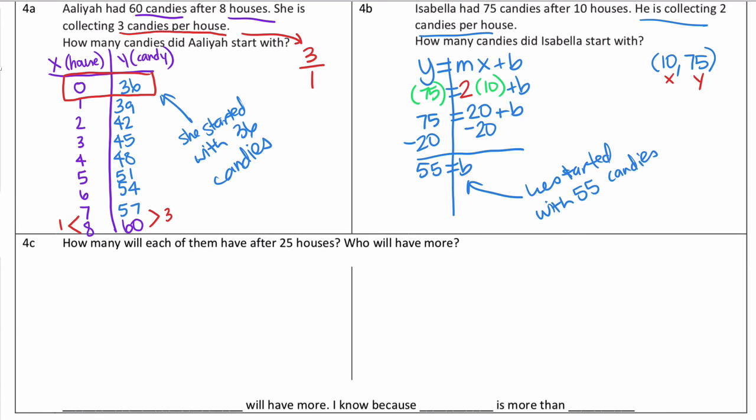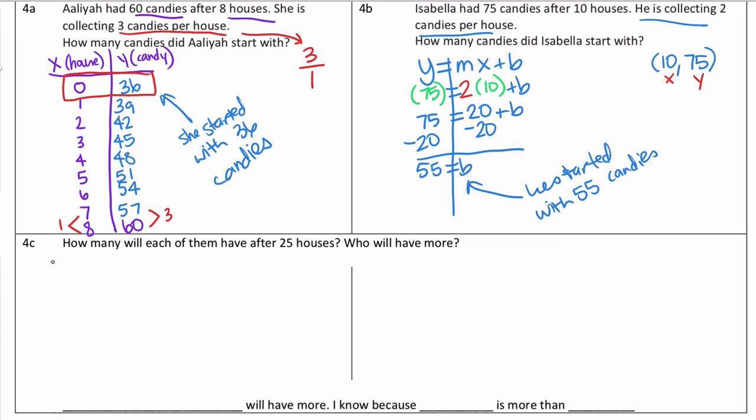How many will each of them have after 20 houses, and who will have more? So she started with 36 and got 3 candies per house. Notice that this method is pretty frustrating, probably, going from 8 houses up to 25. I mean, it is possible. You can keep adding 3 until you get from 8 houses, 9 houses, 10 houses, counting by 3s till you get to 25. I've seen students do that. It's not very efficient. It takes a lot of time, but it does work. Instead, let's try this method.